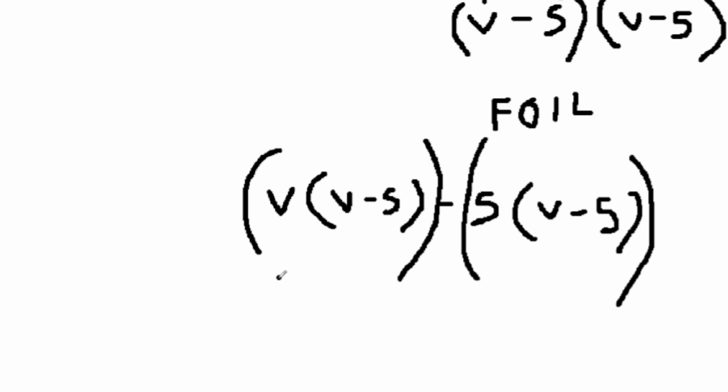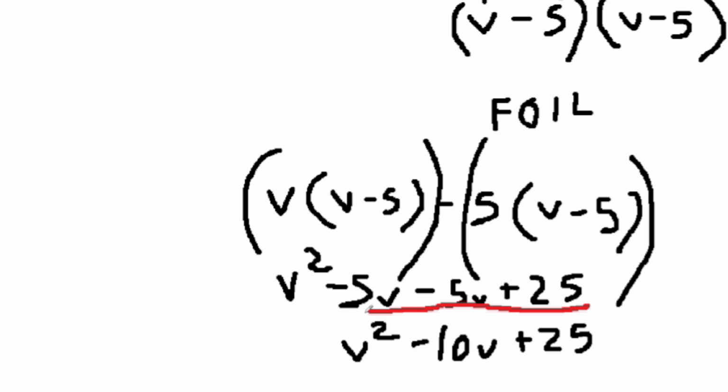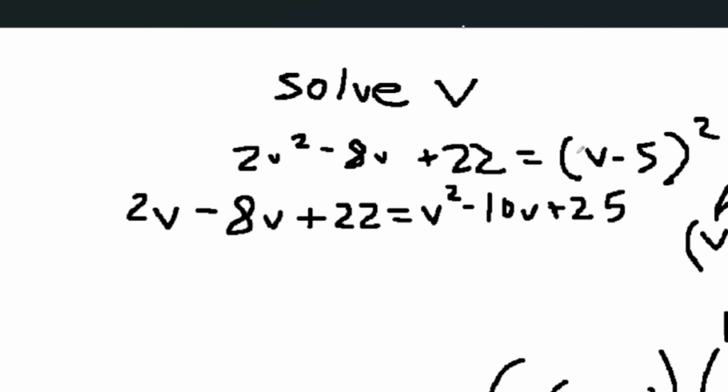So v times v is v squared. V times minus 5 is minus 5v. Then minus 5 times v is minus 5v. Then minus 5 times minus 5 is equal to 25. And then once we simplify this, it comes out to v squared minus 10v plus 25. Great, let's make a circle around that, and let's bring it up to the top here. Great. Now let's use this as a quadratic.